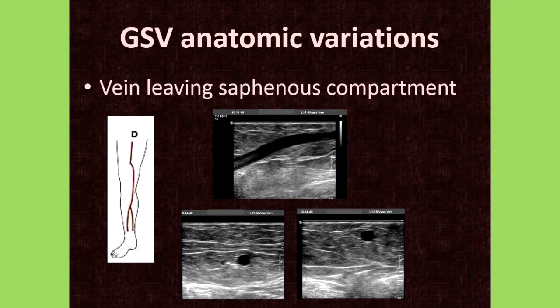And that's the great saphenous vein that leaves the saphenous compartment, and you can see it in transverse. It's within the compartment, and then it's gone, and it appears as though that saphenous compartment is now empty. So that would be an aplastic great saphenous vein, or at best a hypoplastic great saphenous vein.